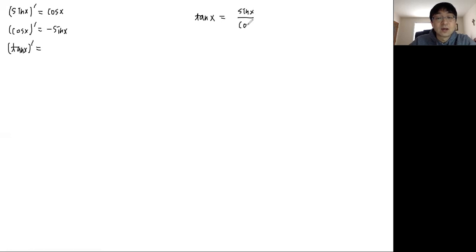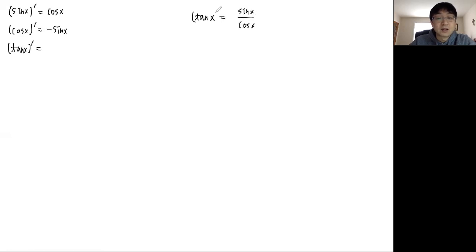So far, I talked about these. The derivative of sine of x is cosine of x. The derivative of cosine of x is negative sine of x. The next question is, what is the derivative of tangent of x? I can just show it to you. We can use the quotient identity: tangent of x is sine of x over cosine of x.